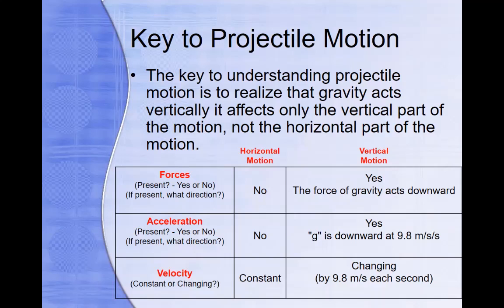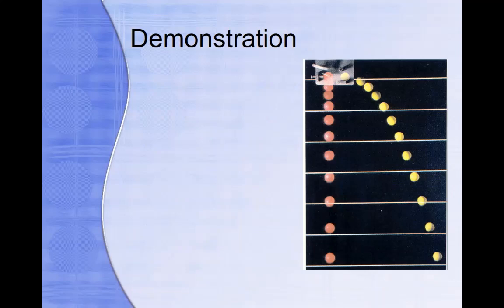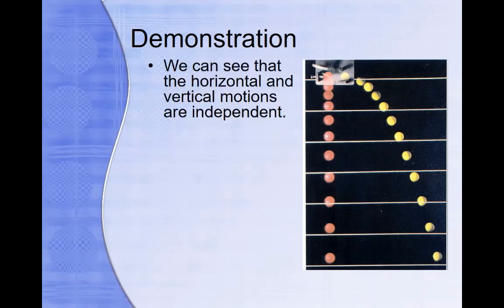Now, if we were in class, we would go ahead and do a demonstration so that you could actually see this, that the vertical and horizontal components are easy to separate out and do not impact the rate of descent because both objects are being influenced by gravity.